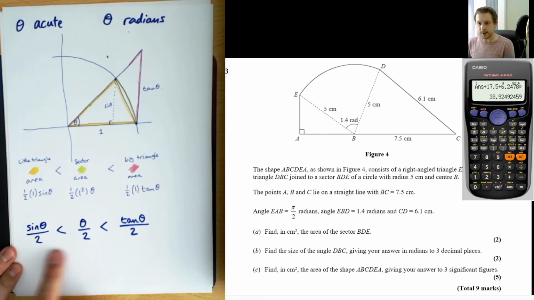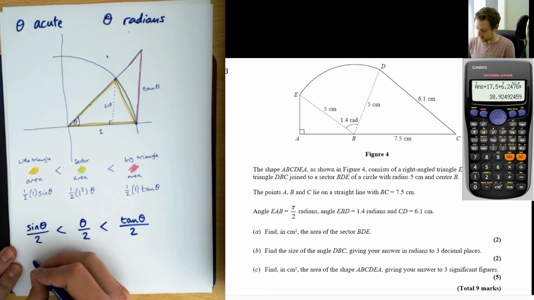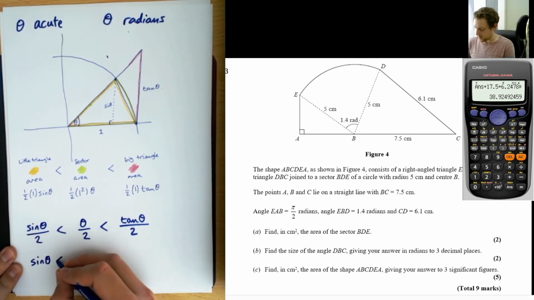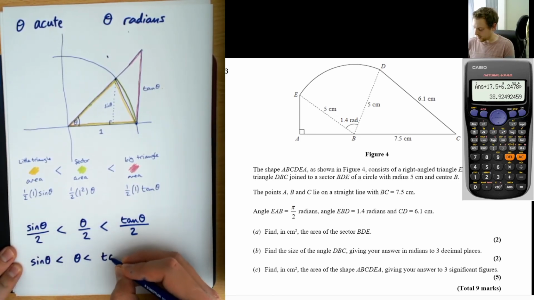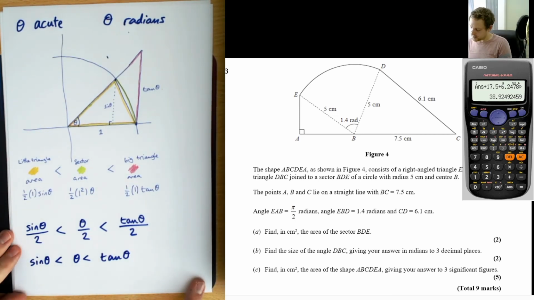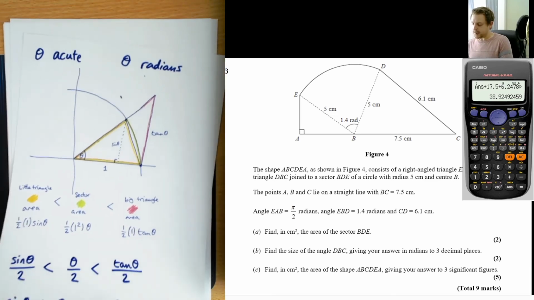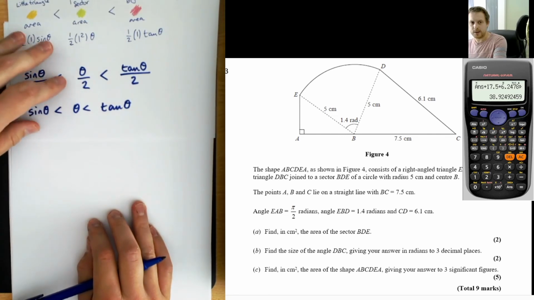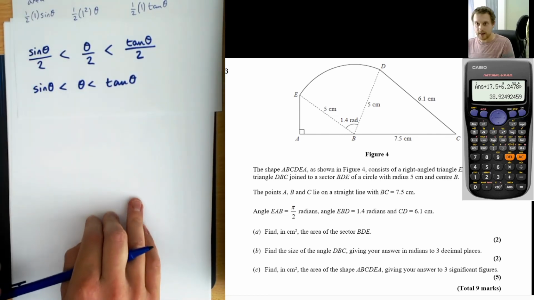Okay, so let's manipulate this inequality. Let's just double everything. That seems like a good idea. So sine theta less than theta less than tan theta. Now, clearly there's a bunch of things you could do, but let's divide everything by sine theta.